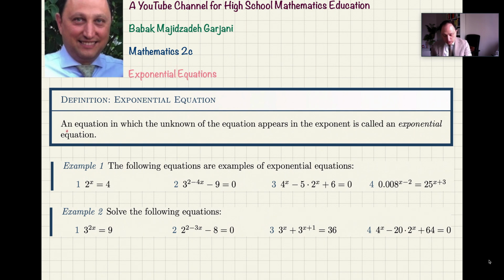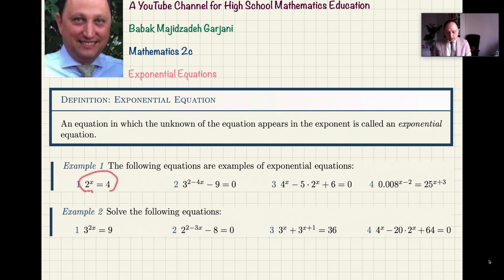The definition: an equation in which the unknown of the equation appears in the exponent is called an exponential equation. So here there is nothing to solve. I'm just giving you some examples of what mathematicians mean when they say exponential equation. This is an exponential equation, and of course extremely simple to solve.